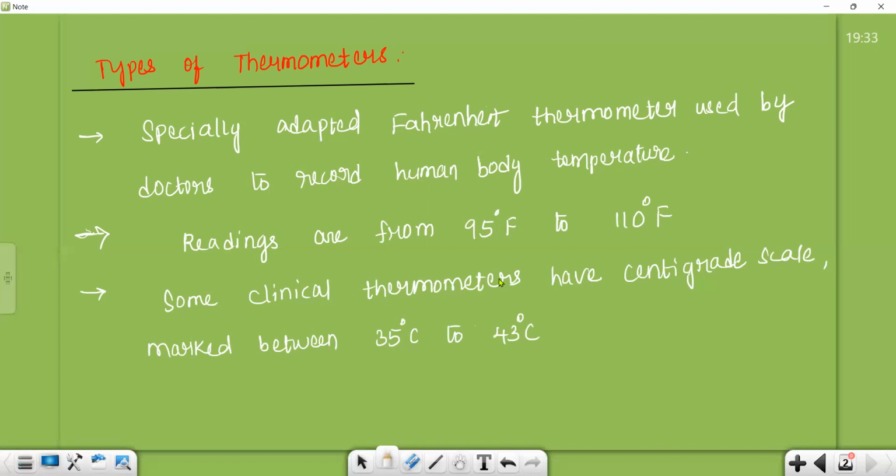Before using a thermometer, we have to wash it thoroughly and then jerk it so that the mercury flows back into the bulb. Ma'am, there is a kink present on it, so that when we take it out to read it, the mercury doesn't flow back inside. When you jerk it, the mercury will move. A laboratory thermometer doesn't have a kink.